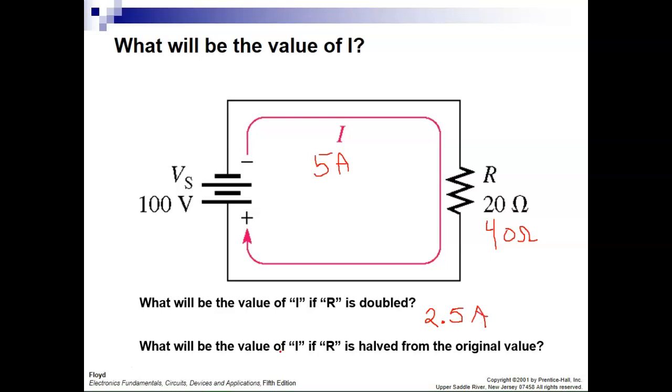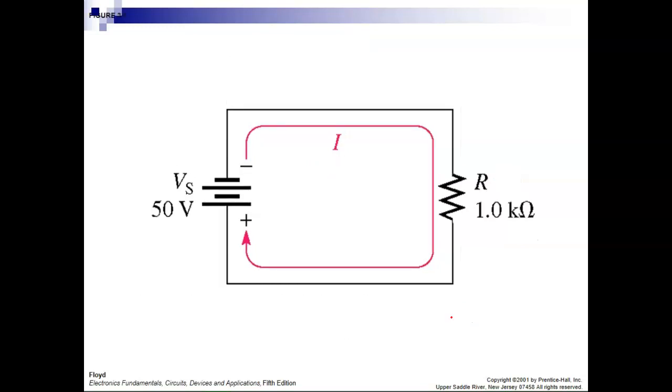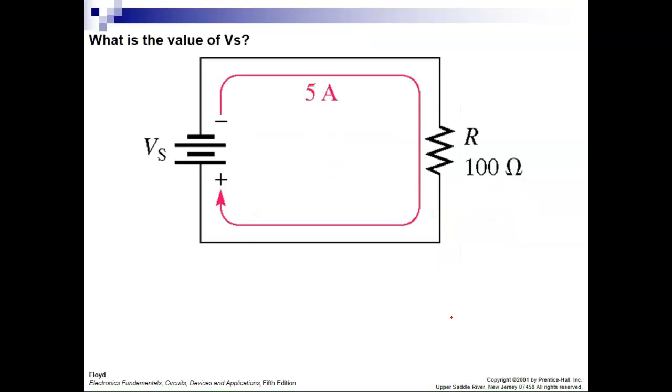And what would happen to my current if my resistance was halved from 20 to 10? It would go up to 10 amps. That makes sense to everybody? Yes, ma'am. All right.